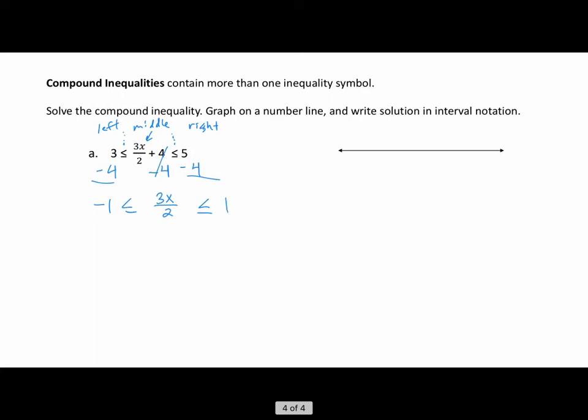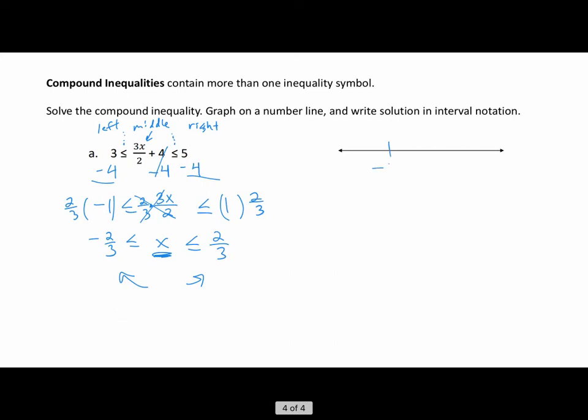So then I need to get rid of this factor of 3/2, and I can get rid of it by multiplying by the reciprocal. So I'm going to multiply by 2/3 on the left side, the middle, and the right side. So on the left side, that's going to be negative 2/3. In the middle, that's going to be 1x, or just x. And on the right side, that's going to be positive 2/3.